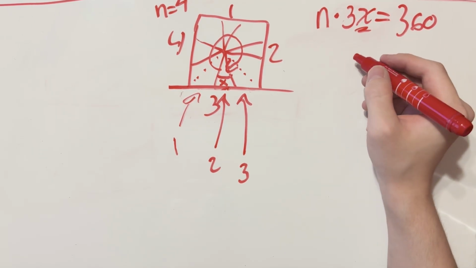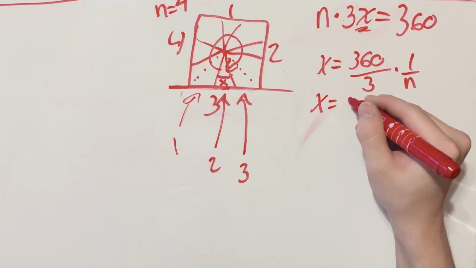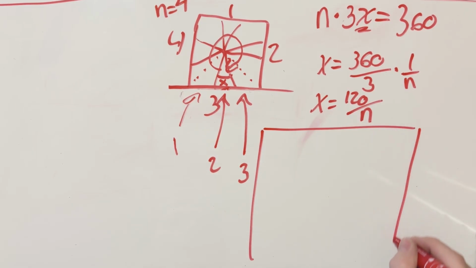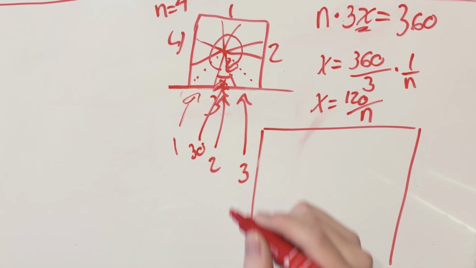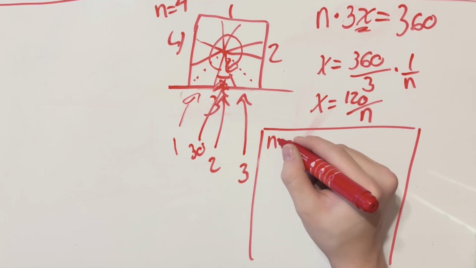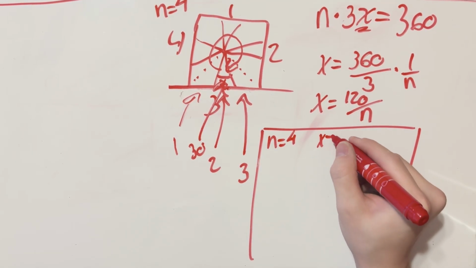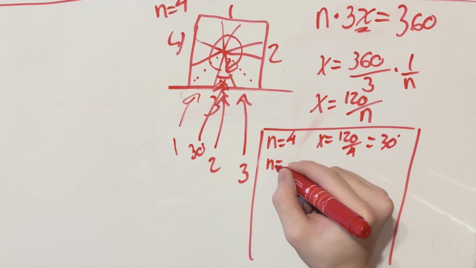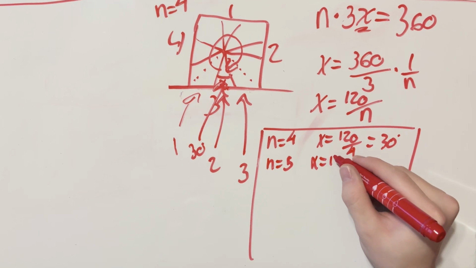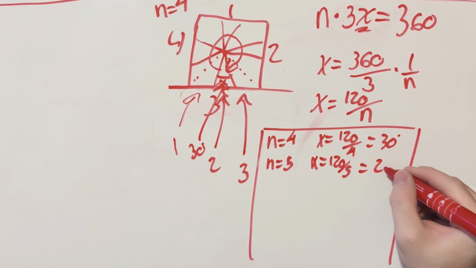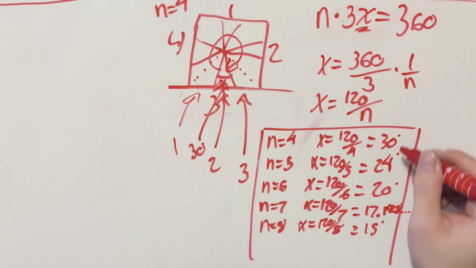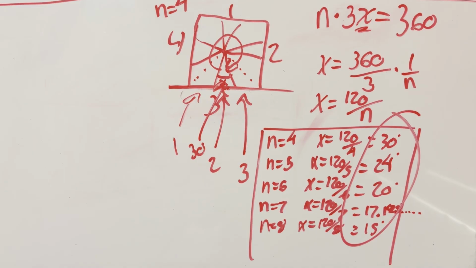So we divide both sides by 3n and simplify. So we know that the size of this angle right there must be 30. For n equals 4, x equals 120 divided by 4 equals 30 degrees. For n equals 5, it's the same thing. 24 degrees. So we know that for any polygon, these must be the angles of the pieces.